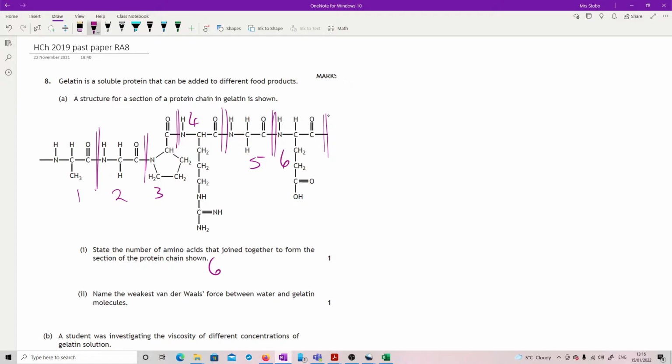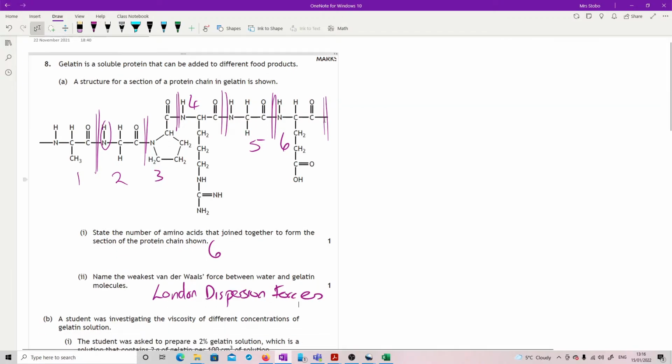Name the weakest van der Waals force between water and gelatin. Now that's an odd way for them to have put it, because normally what you're looking for is hydrogen bonds, because they're the strongest ones that you would get. And you could get these between the N-H and the OH in water. But the weakest ones are going to be London dispersion forces, because they are the weakest always of the van der Waals.